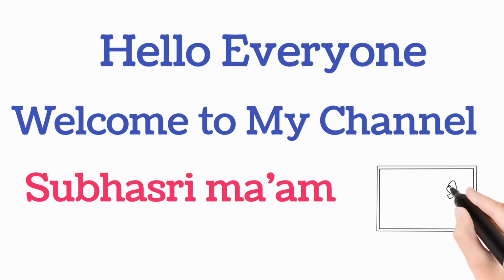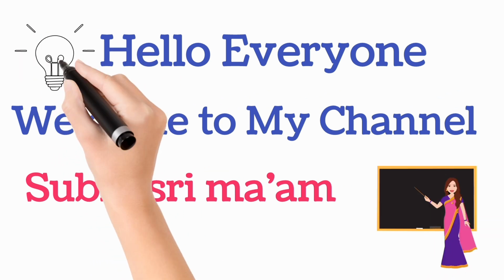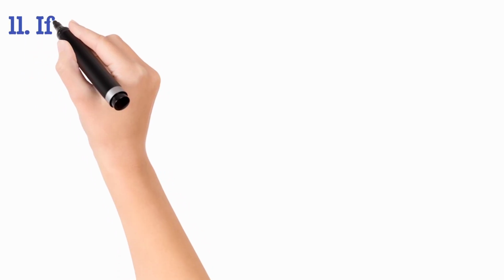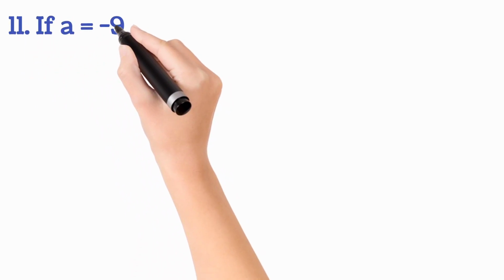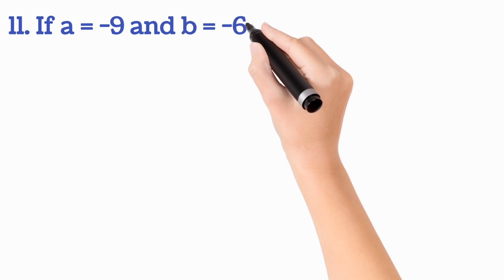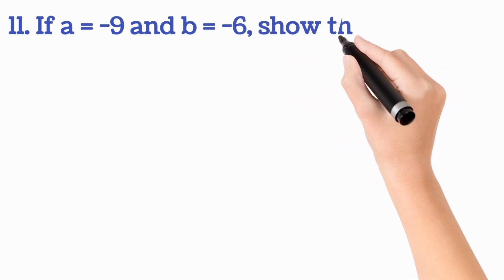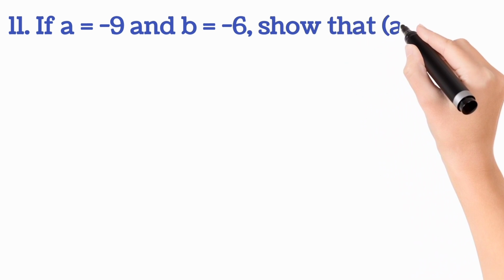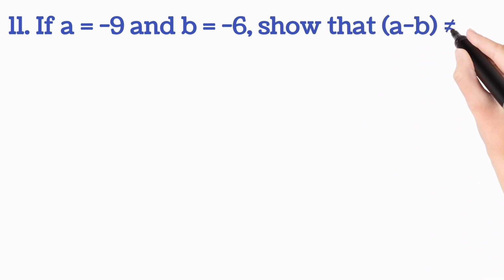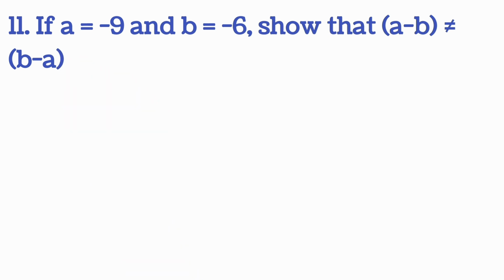Today we will do exercise 1A, sum number 11, 12 and 13. So let us start. First, sum number 11. If A equals minus 9 and B equals minus 6, we have to show that A minus B is not equal to B minus A.